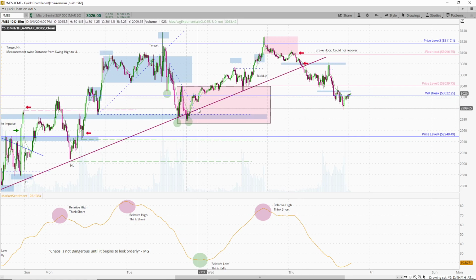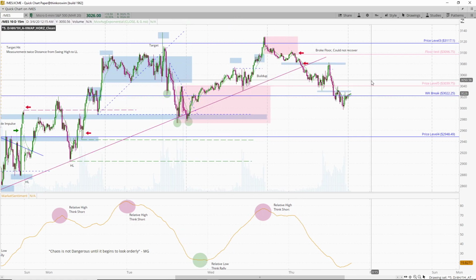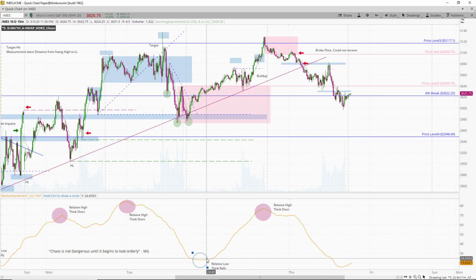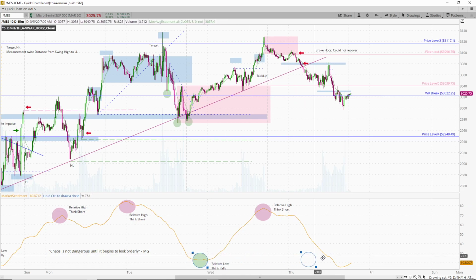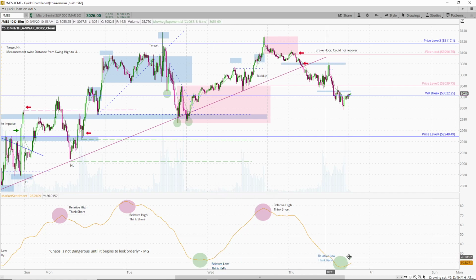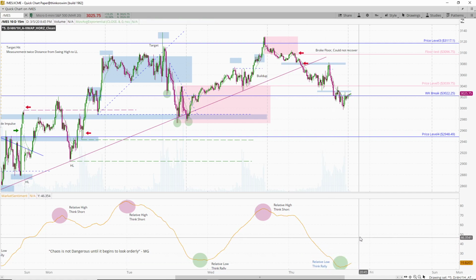The bulls were very aggressive here and decided to take off with it. Bears were very aggressive here, and they took off with it. But now, looking forward, what do we have now? Well, same stuff every time. Market sentiment is low. Market sentiment low, think rally.